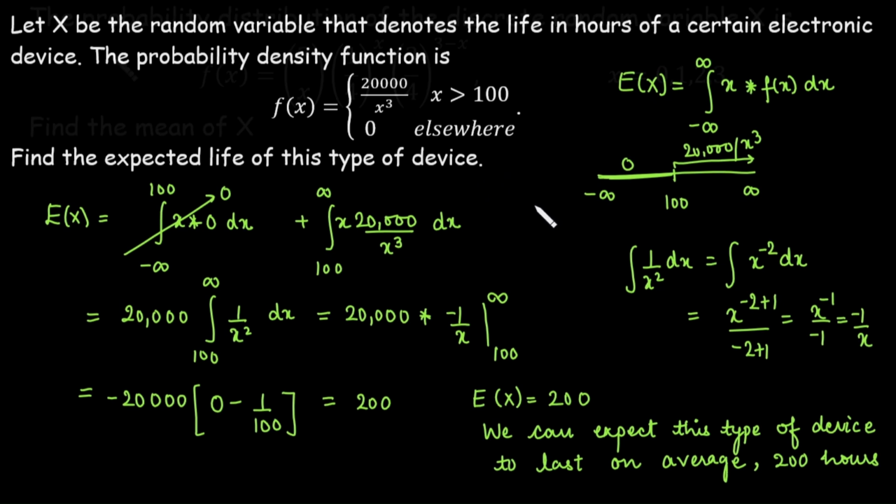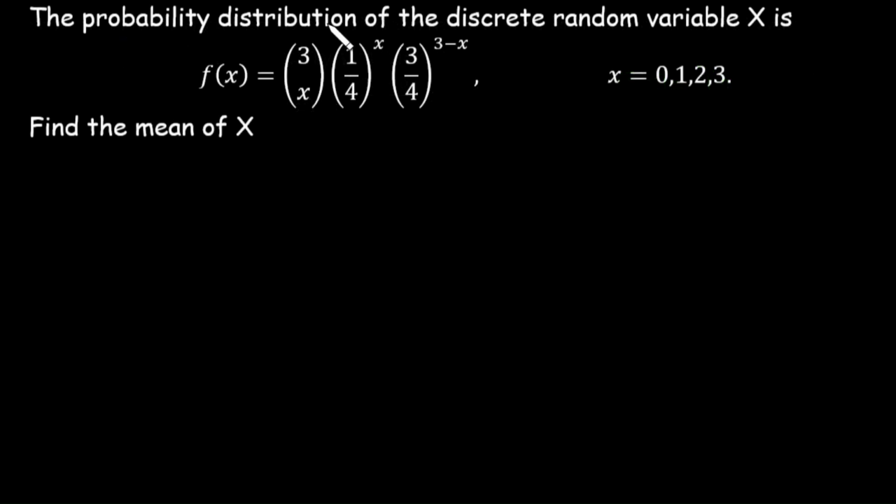Taking the second question, in the next case, the probability distribution of the discrete random variable x is given by this form, where x is from 0 to 3. We need to find the mean of x. अब इस क्वेश्चन में क्लियरली मेंशन है कि x डिस्क्रीट रैंडम वेरिएबल है एंड प्रोबेबिलिटी डिस्ट्रीब्यूशन फंक्शन गिवन है हमें. We need to calculate the mean of x, meaning we need to calculate the expected value of x.